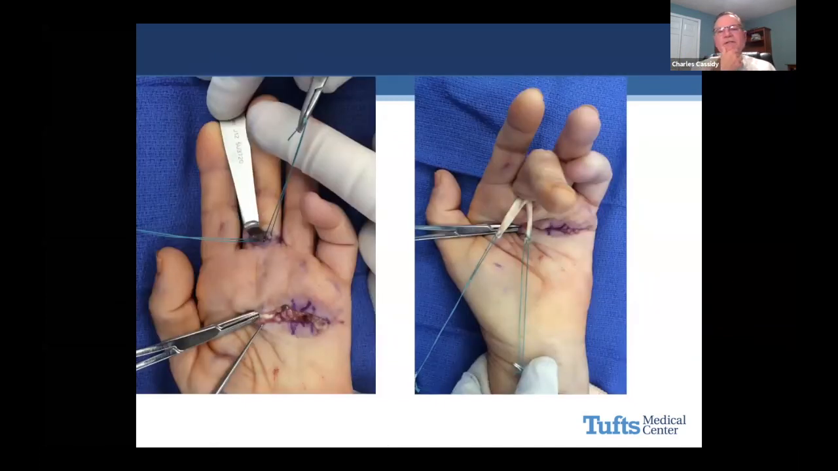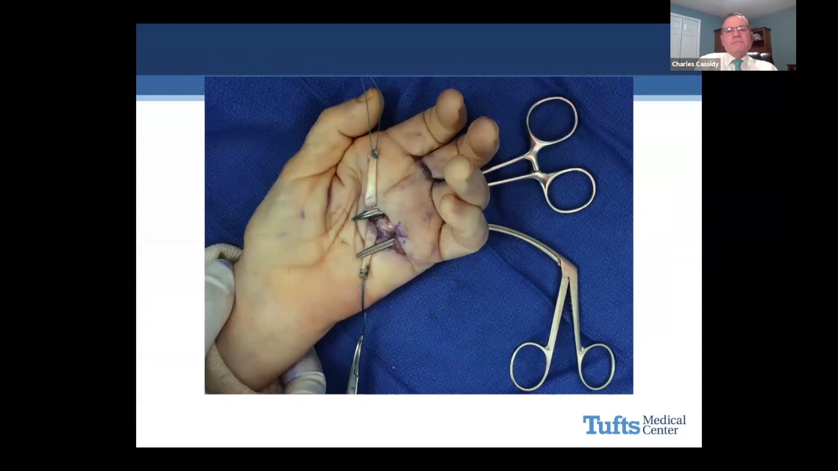And so, as I mentioned, having been burned before, this is a transfer to the ring and small. So take the FDS of the middle, distally. You want to take it more distally than the proximal edge of the A1 pulley, so this is in the A2 or just within the A2 pulley. Retrieve it in the forearm, and then make an incision along the radial side of the base of the ring and small fingers, and split the tendon, as you see there, and then pass hemostats or tendon passers through the lumbrical canals. So they're volar to the axis of rotation of the MP joint.